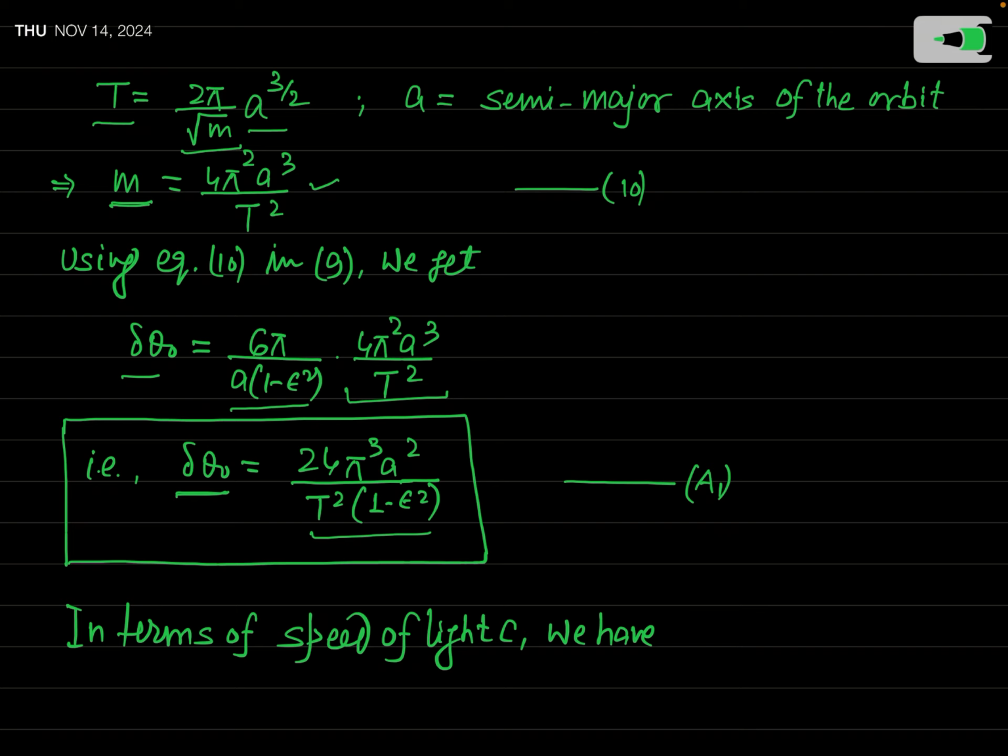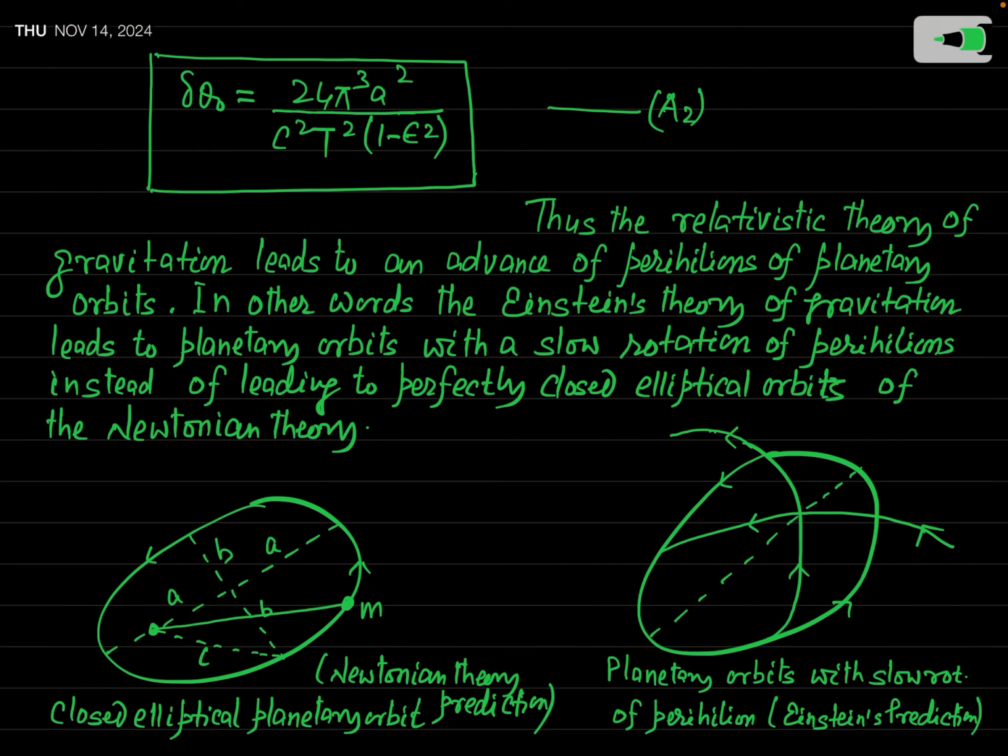Actually, this result can also be expressed in terms of the speed of light. If you want to express it that way, you have to divide by c square, and therefore in terms of the speed of light this is written as delta theta naught equal to 24 pi cube a square by c square times this much. So this is the relativistic result for the advance in perihelion of the planetary orbit.